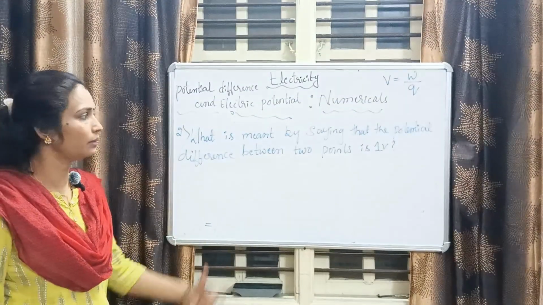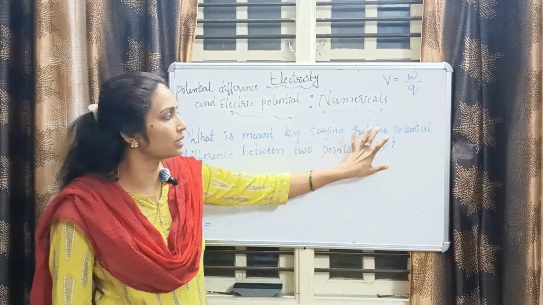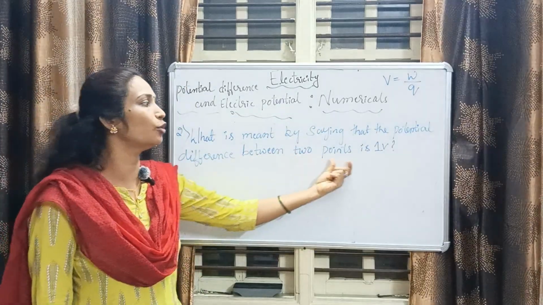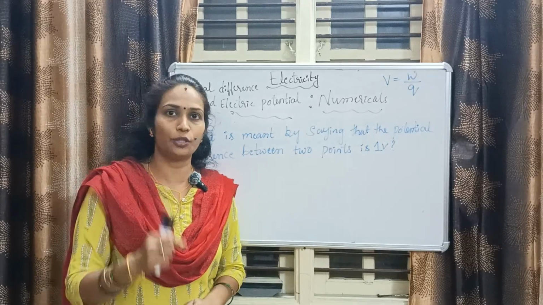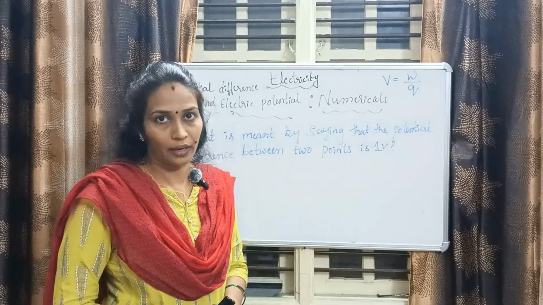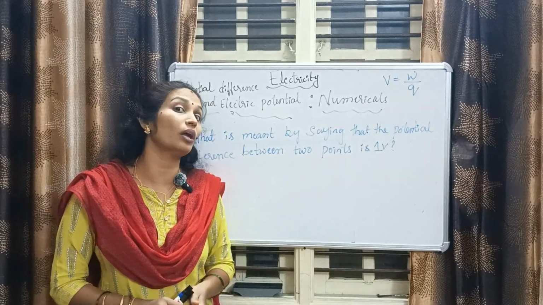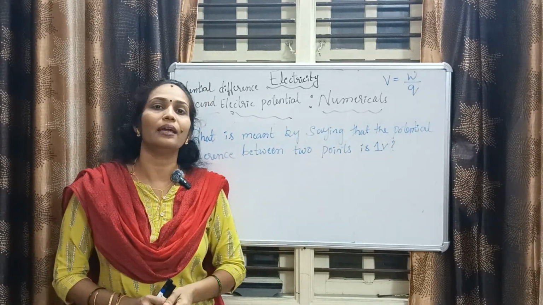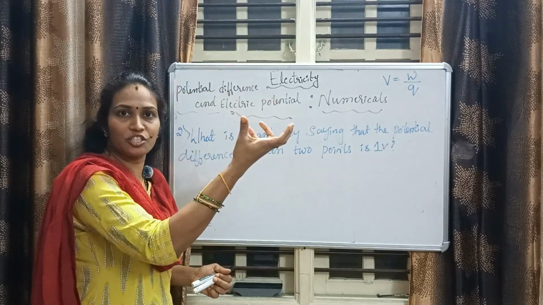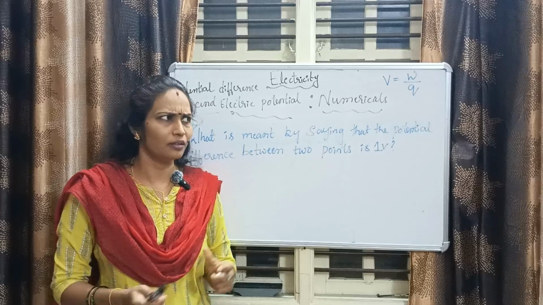This is your second problem in the NCERT textbook. What is meant by saying that the potential difference between 2 points is 1 volt? Just now I discussed something with you by showing a battery, correct? What I discussed there is that the battery has 1.5 volt. What does it mean? That battery has that pressure between 2 points, that is 1.5 volt.